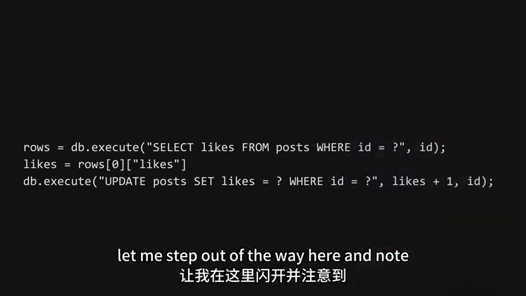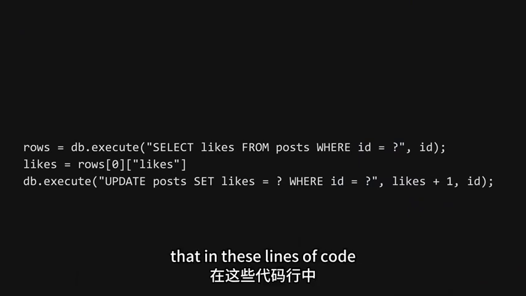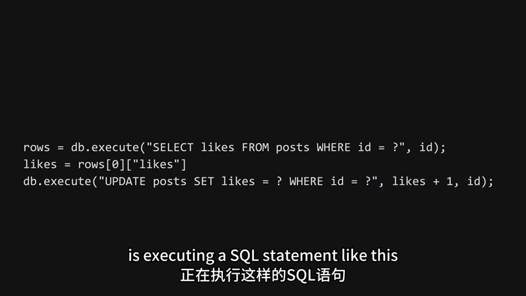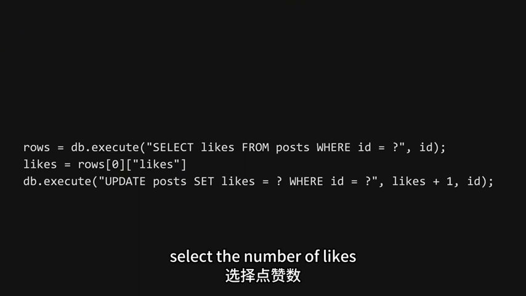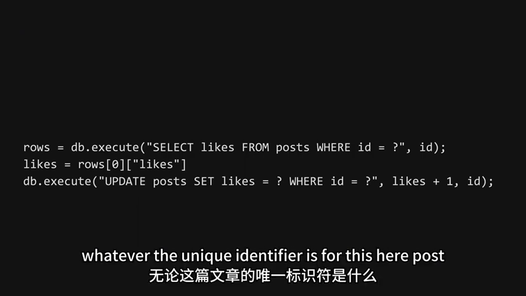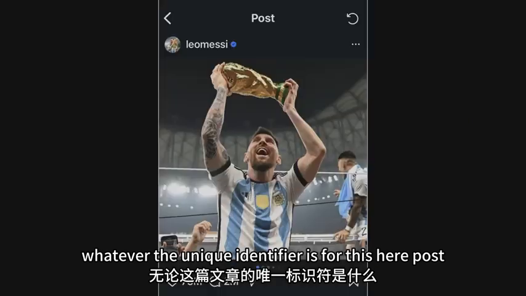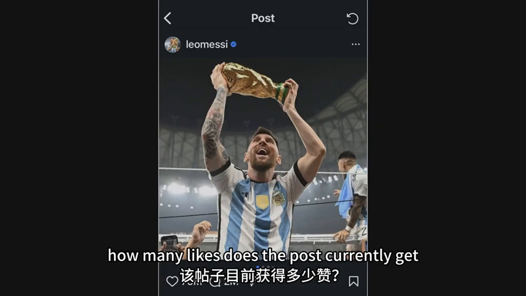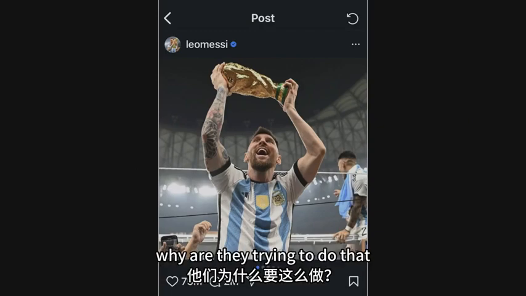Let me step out of the way here and note that in these lines of code, I'm supposing that first, a company like Meta is executing a SQL statement like this: select the number of likes from the posts table, where the ID of the post is question mark, where question mark represents whatever the unique identifier is for this here post. So that's how Meta is trying to figure out how many likes does the post currently get.